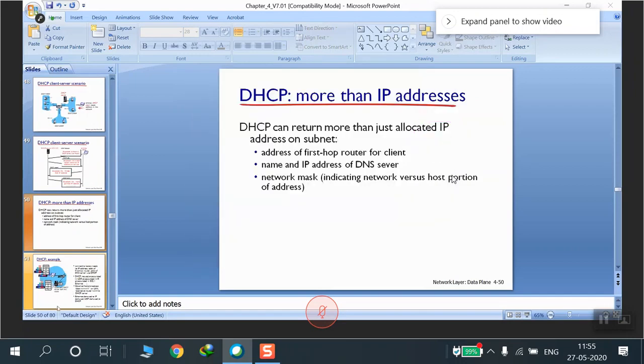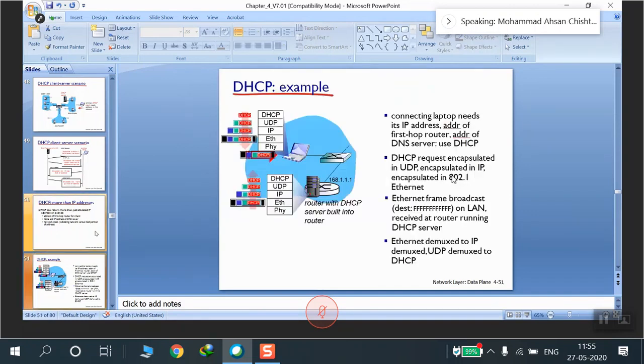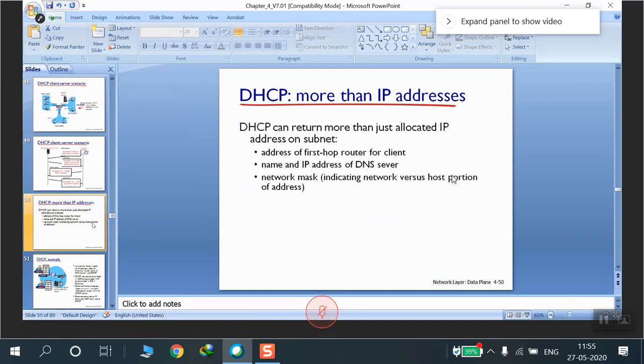Clear the annotations. And like I just now mentioned, DHCP is more than an IP address. It does not only give you an IP address. In addition to it, it will give you some other information of the network as well, like which IP address all the packets from your IP address should be directed to so that they can go beyond your network. That is what we call the first hop router for the client.